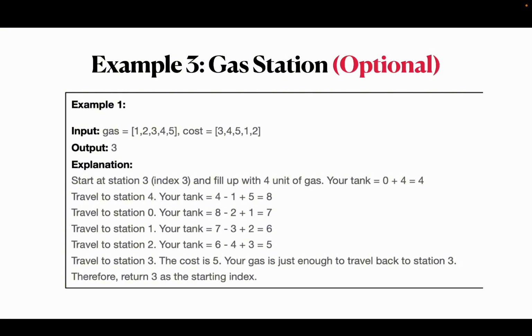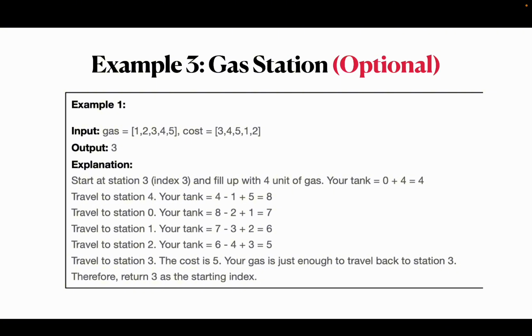Let's use example 1 to demonstrate the whole process. We have the input gas and cost arrays. The gas array is 1, 2, 3, 4, 5, and the cost array is 3, 4, 5, 1, 2. If we start at index 3, or station 3, we can fill up with 4 units of gas, and the current tank will be 0 plus 4, that is equal to 4. Then we can travel to station 4. The tank level will be 4 minus 1 plus 5, that is equal to 8.